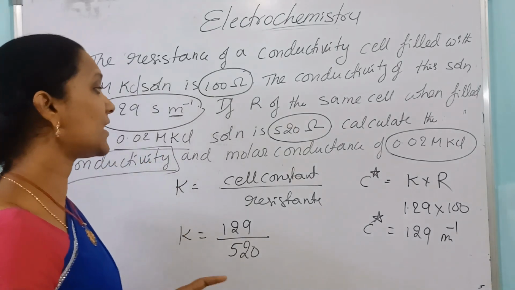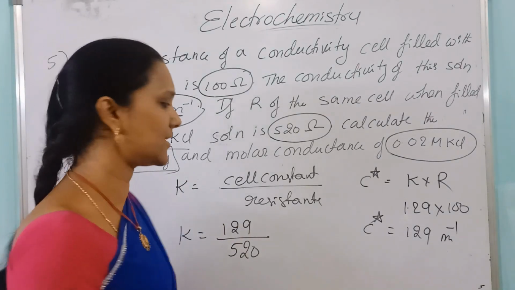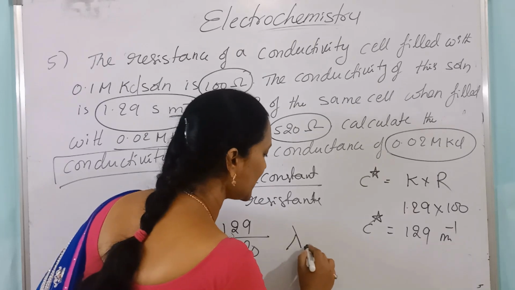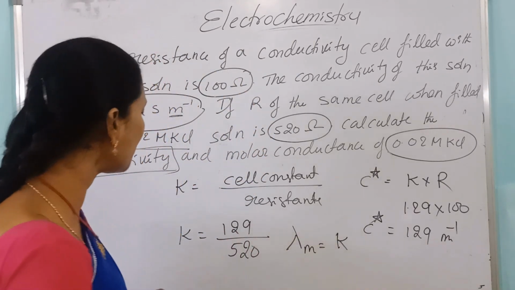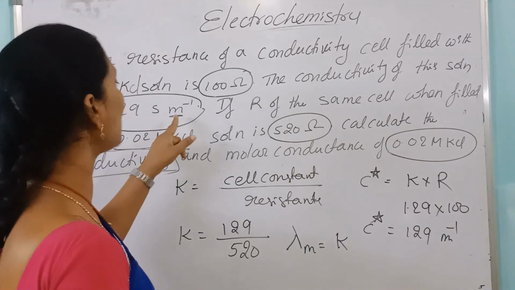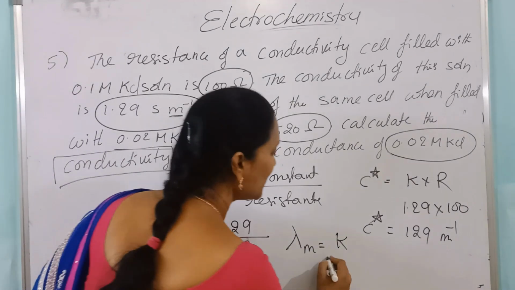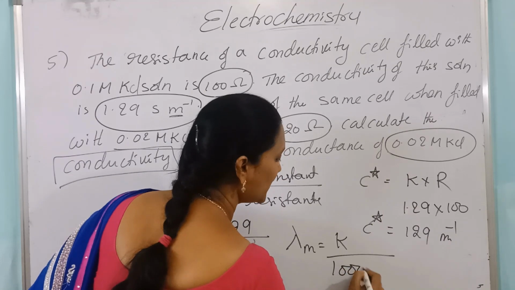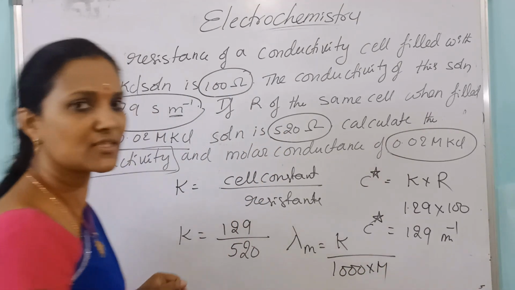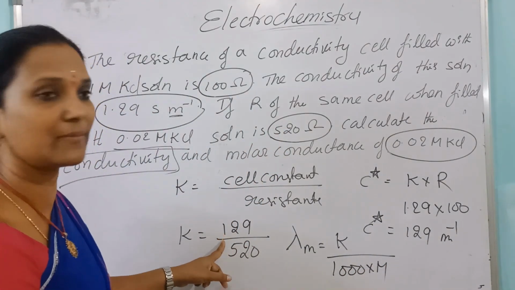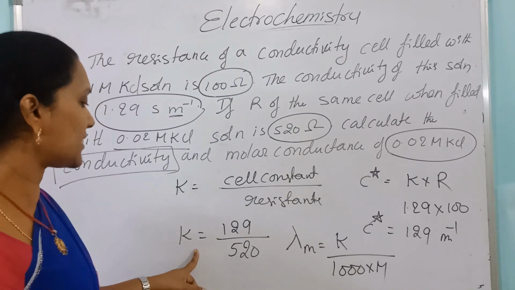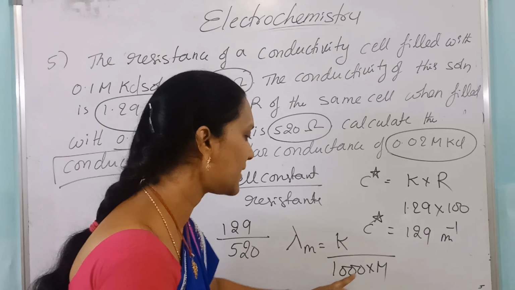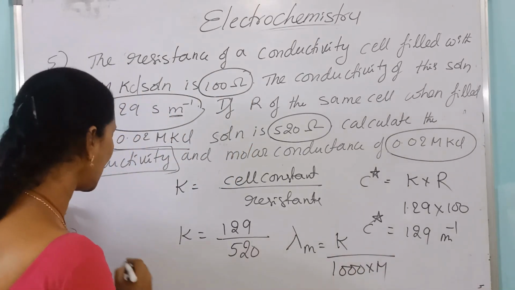Next, what are they asking? Molar conductance. Now it is very easy to solve. What is this molar conductance? It is equal to K into 1000 by M, or K by 1000 into M. Since meters are given, what is the formula? K by 1000 into M, because meter inverse is what we are getting, ohm inverse meter inverse. So here it is K by 1000 into M.